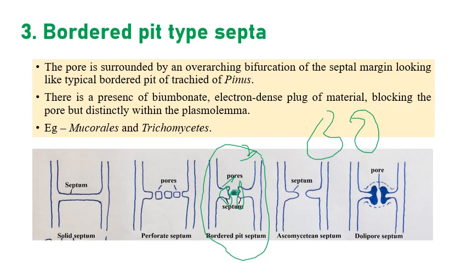An electron-dense plug material is present inside. This is just to block the pore whenever required, for example if the cytoplasm is flowing too much in only one direction, the other side of the mycelium may dry off, right? So uniform distribution is required. To prevent the overflowing, this electron-dense plug material helps to block the fluid materials. This kind of bordered pit type of septa can be observed in Mucorales and Trichomycetes. We can also observe this in Pinus.